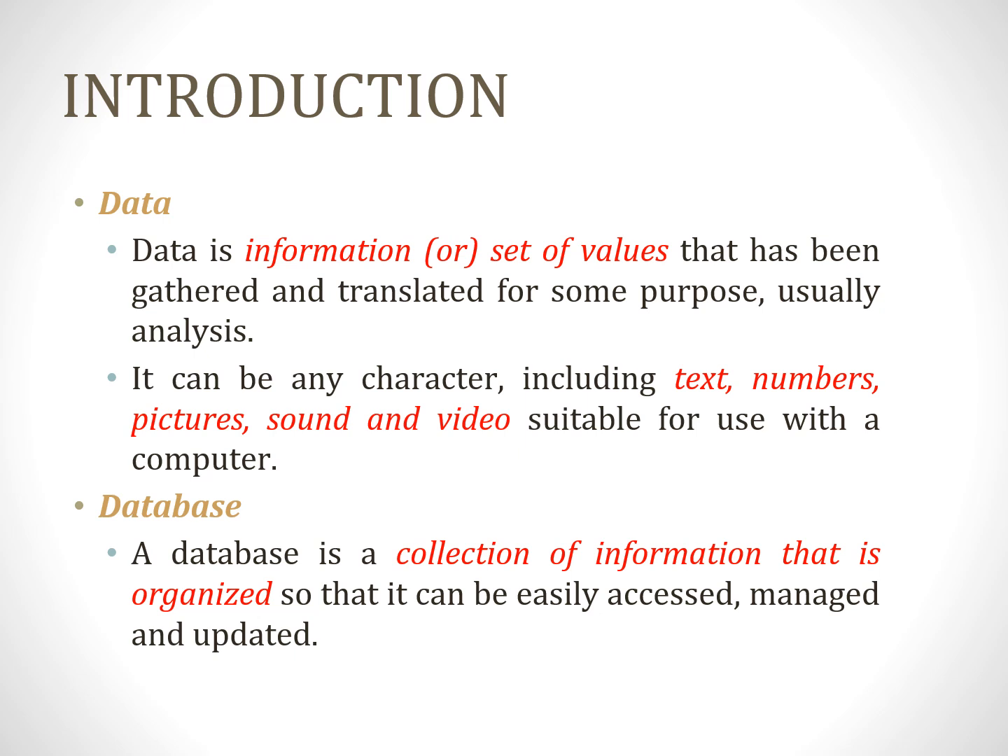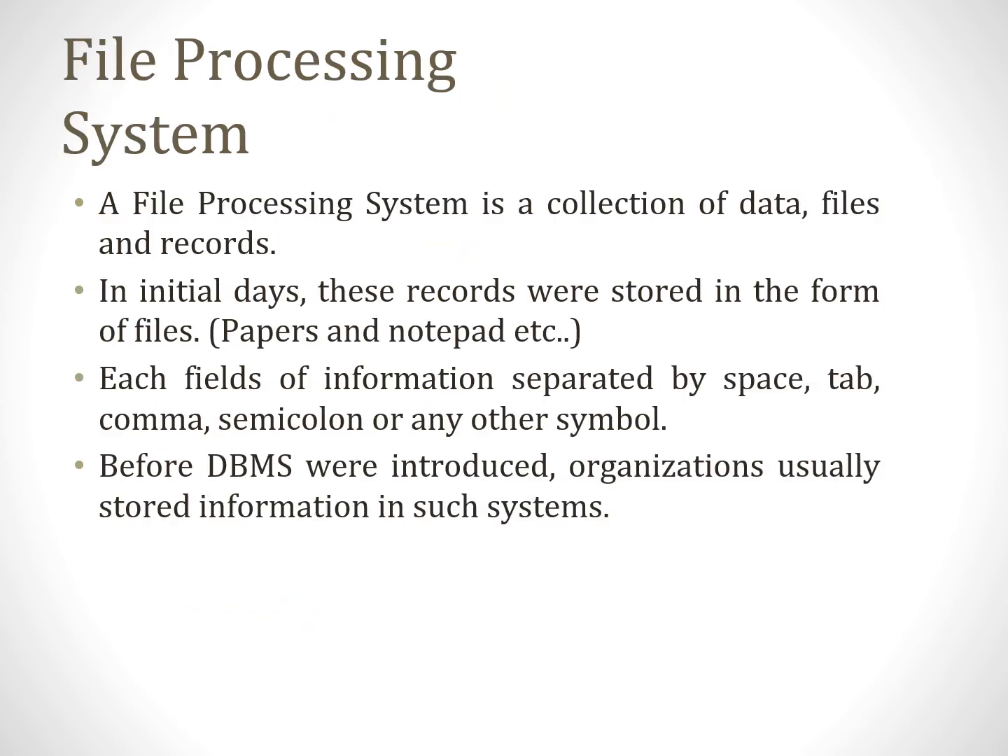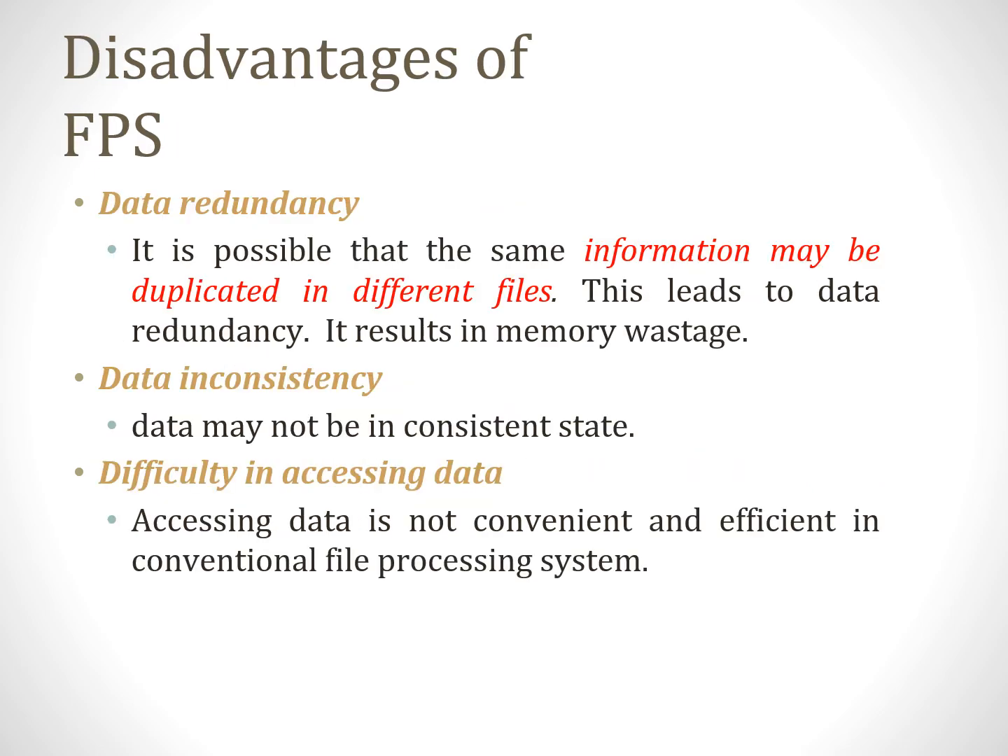Database. A database is a collection of information that is organized so that it can be easily accessed, managed, and updated. File processing system. A file processing system is a collection of data, files, and records. In initial days, these records were stored in the form of files. Each field of information was separated by space, tab, comma, semicolon, or any other symbol. Before DBMS were introduced, organizations usually stored information in such systems.